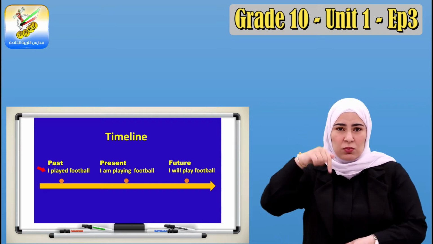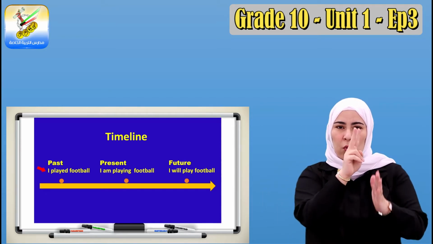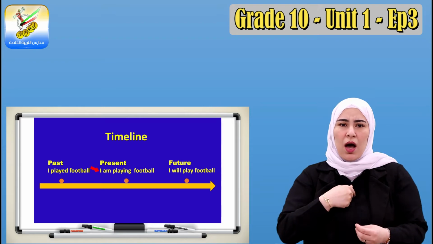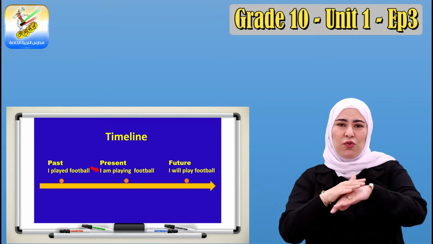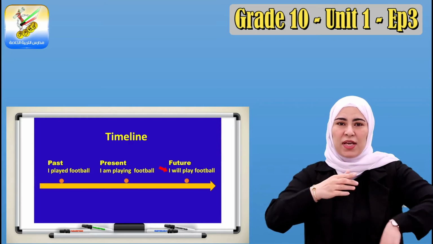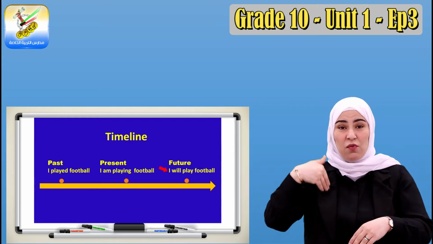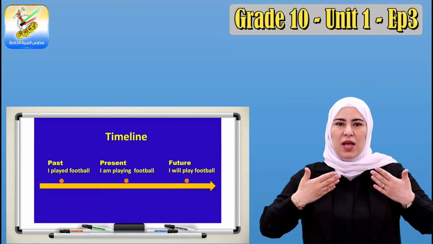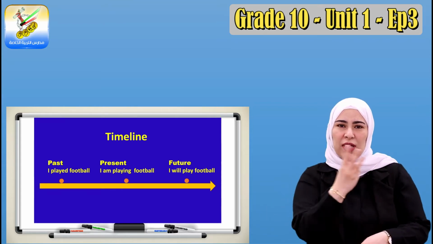I played football. This sentence is in the past. I am playing football. This sentence is at the present time. In the future, the sentence will be I will play football. These are the main 3 tenses in English.